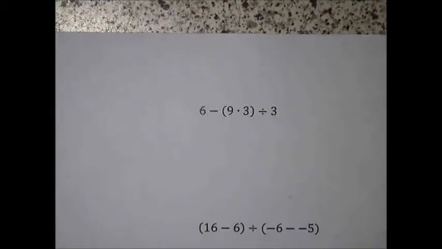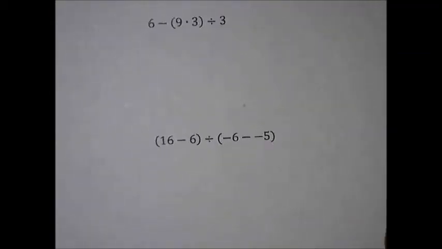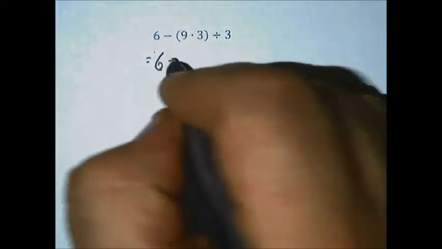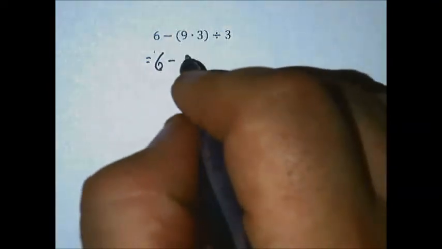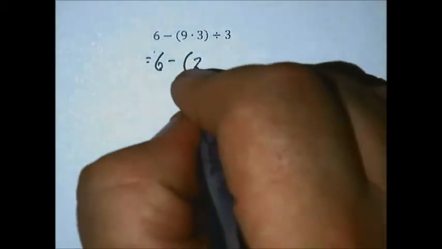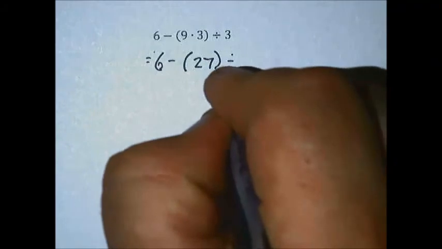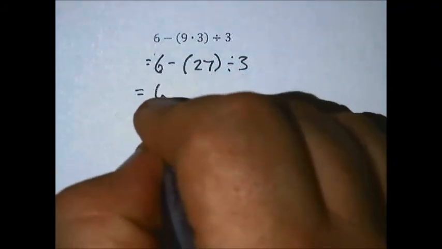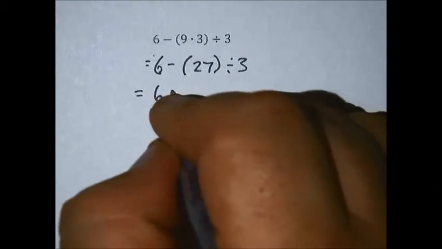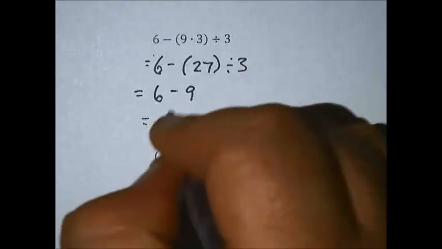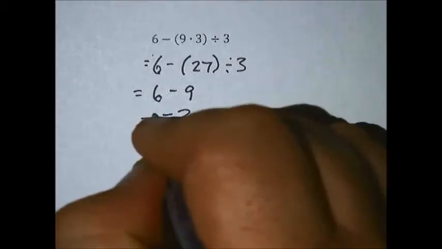All right, welcome back. Let's go ahead and get these three problems out of the way, and we can move on. All right, so that 6 minus is going to hang out in front. I have parentheses. 9 times 3, that's 27, divided by 3. I can't do the subtraction yet because I have division over here. So 27 divided by 3 is 9. 6 minus 9 is negative 3.